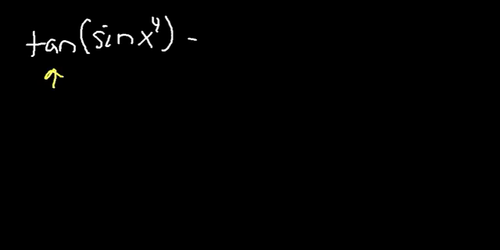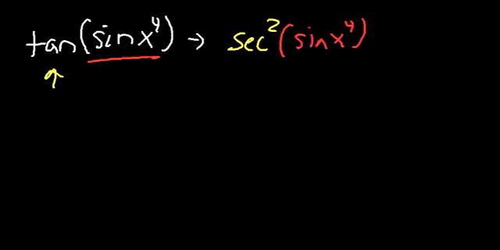Let's try a few more examples. So let's say if we wish to differentiate tangent sine x to the fourth. Start with tan. The derivative of tangent is secant squared. And then keep the inside. The inside part of tangent is all of that. So it's going to be sine x to the fourth.